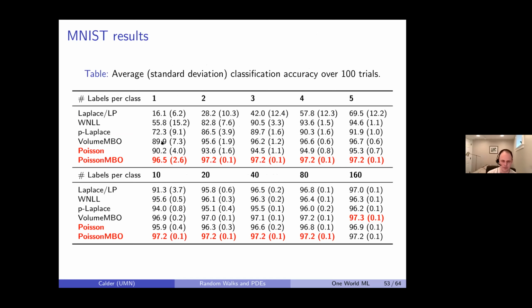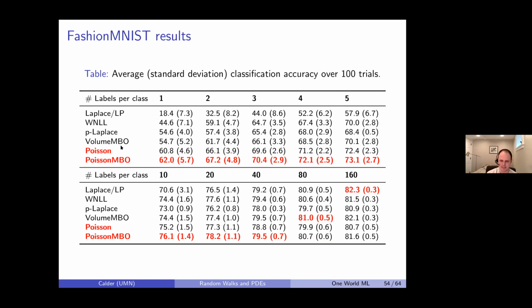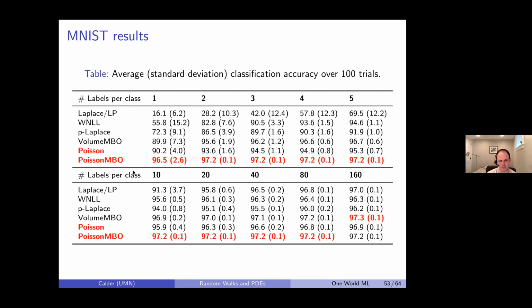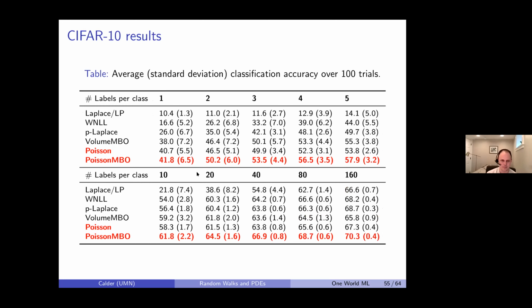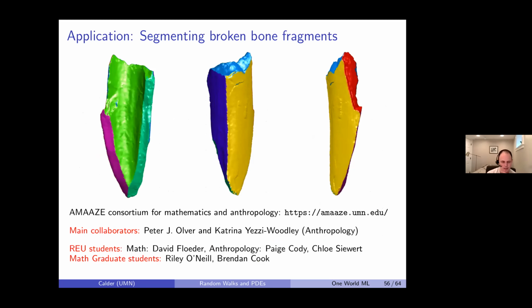And it's comparable, so it's better, but still, volume MBO is fairly comparable with this method. I mean, at the very low label rates, it's a bit worse. So, volume MBO also uses the prior knowledge about class sizes. The same kind of things hold for Fashion MNIST, and here I'm showing higher label rates too, so 10 up to 160 labels. And same kind of thing for CIFAR-10.